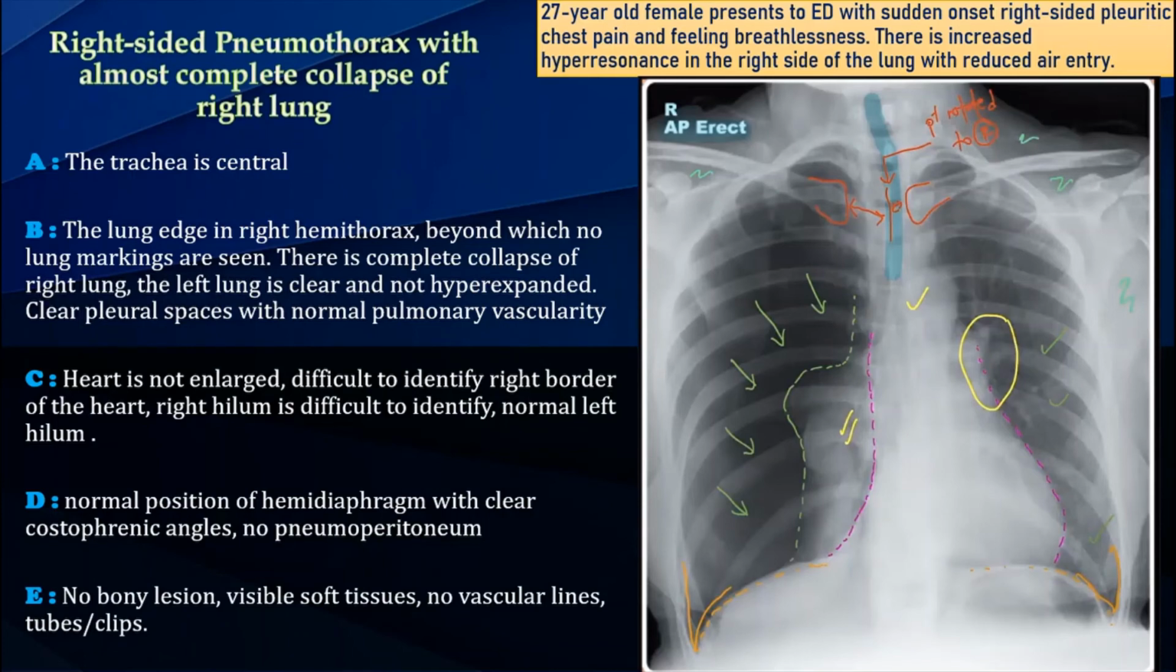So this X-ray demonstrates a large right-sided pneumothorax with almost complete collapse of the underlying lung. The apparent mediastinal shift is probably due to the patient's rotation. However, the patient will still be clinically assessed for tension pneumothorax.